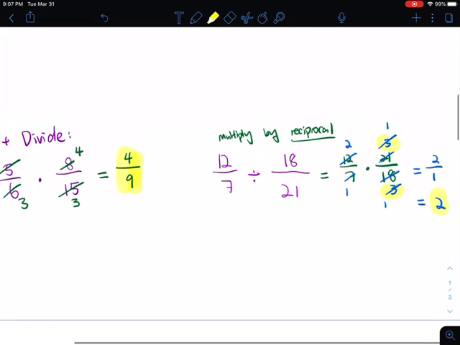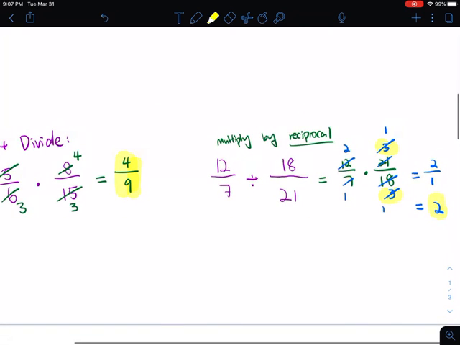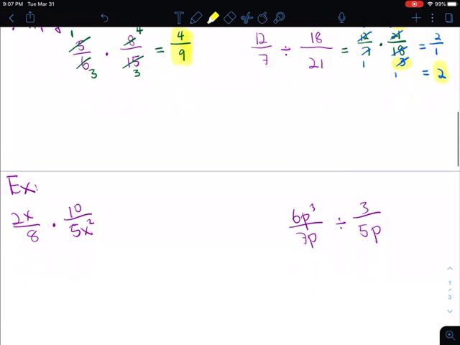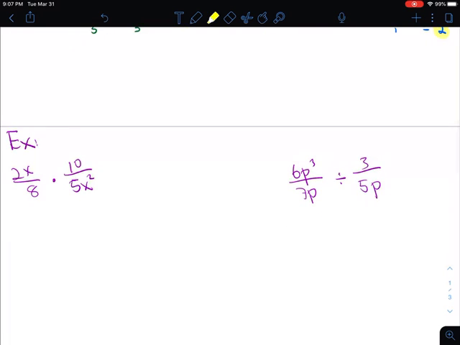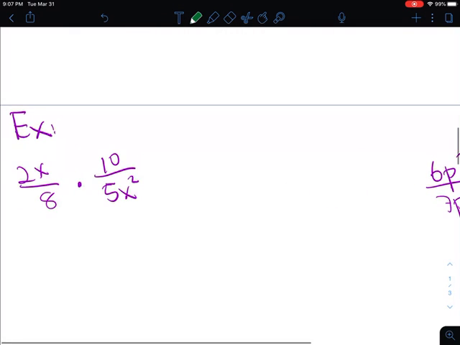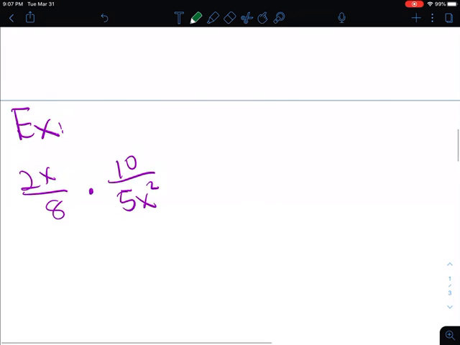Okay, so if that rings a bell for you guys when you multiply fractions with just typical numbers, then let's go ahead and look at multiply and divide with rational expressions. And the idea is very much the same. So let's go ahead and take a look at a few examples. So let's see, we have 2x over 8 times 10 over 5x squared.